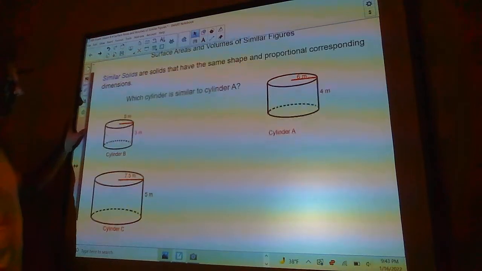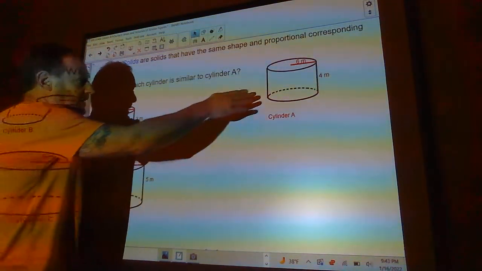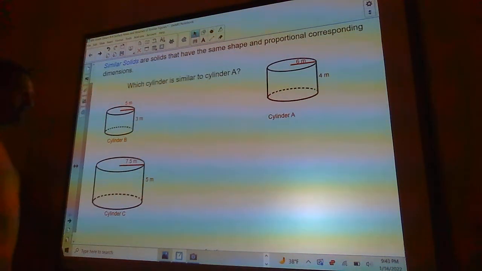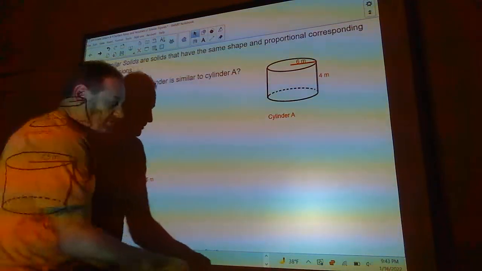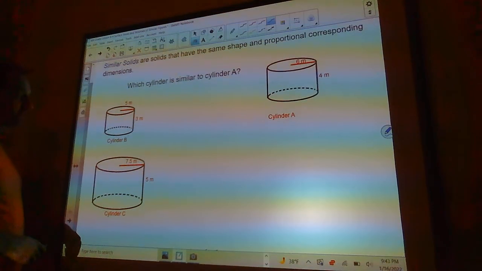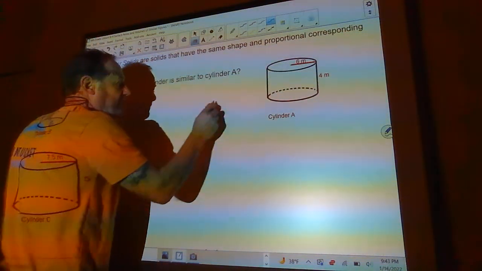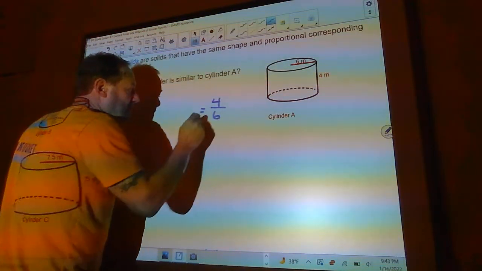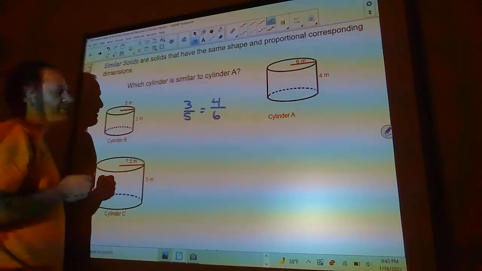Here's the thing. I have three cylinders here. Which cylinder is similar to cylinder A? So here's cylinder A. They're all cylinders, okay? Are they the same shape? Well, it's kind of hard to tell. So the first thing we have to do is look at the proportions of the sides. So we have here the proportion of height to radius is 4 to 6. On this one, height to radius is 3 to 5.